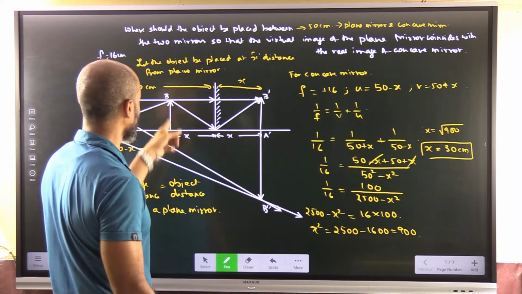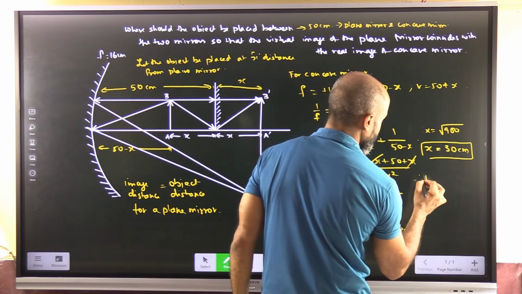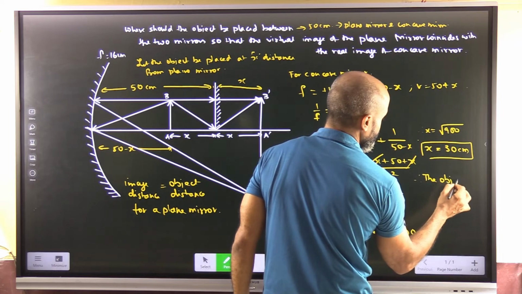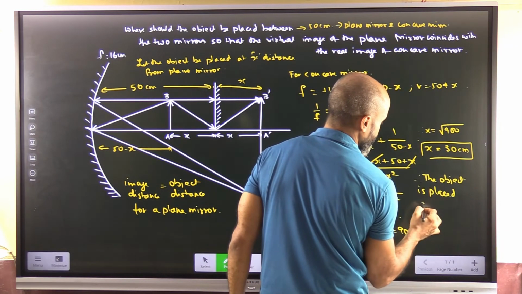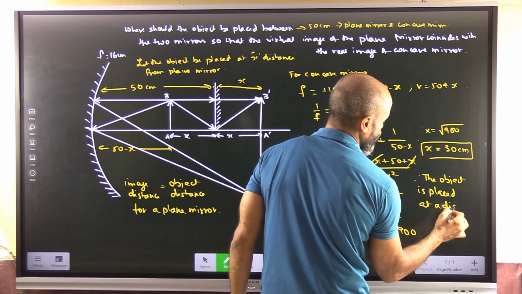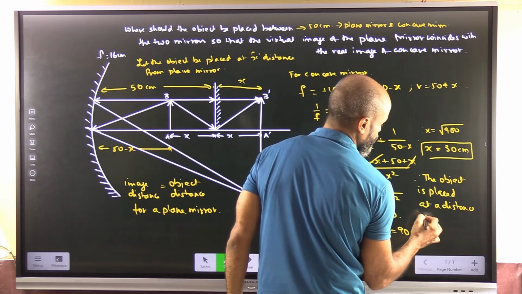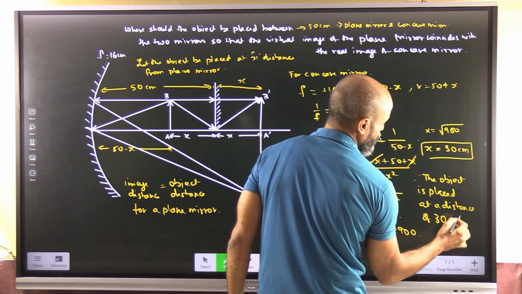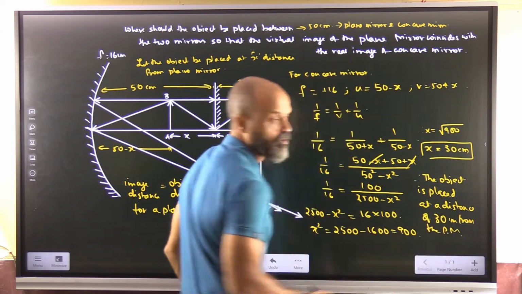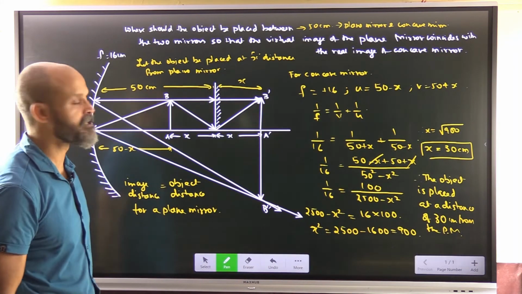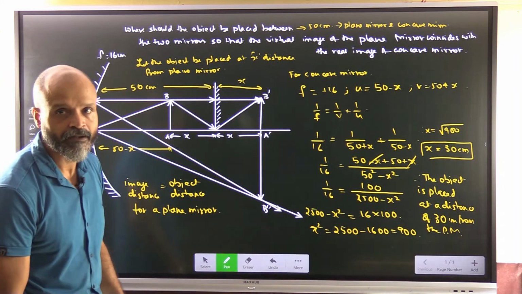So what is the distance of this object? Therefore the object is placed at a distance of 30 centimeter from the plane mirror. This is how it's going to be. The object will be placed at a distance of 30 centimeter from the plane mirror.